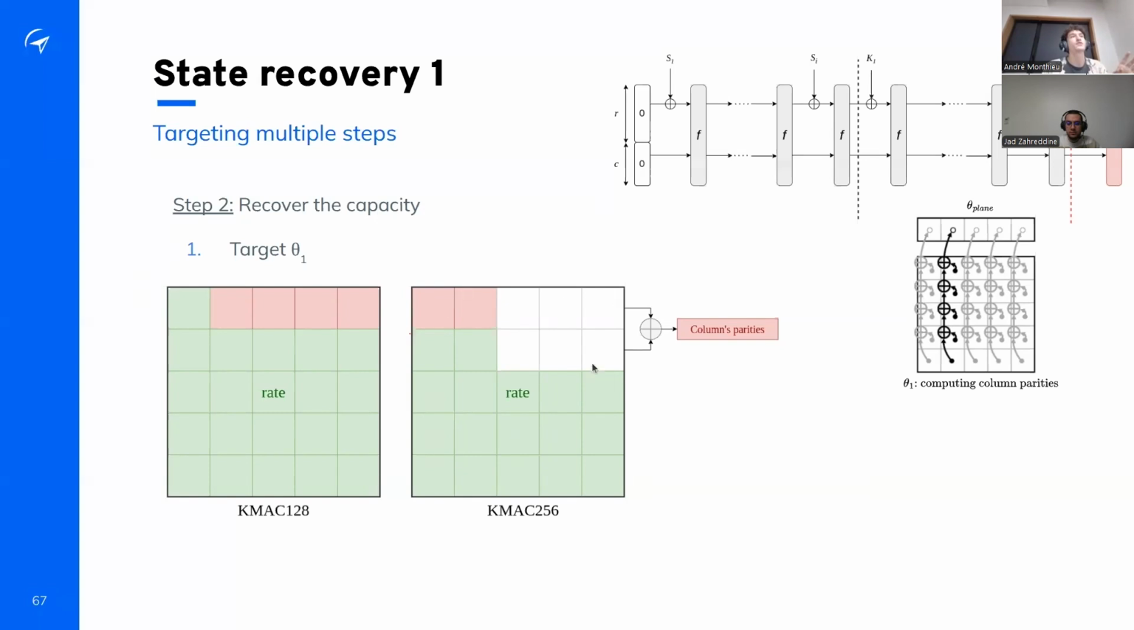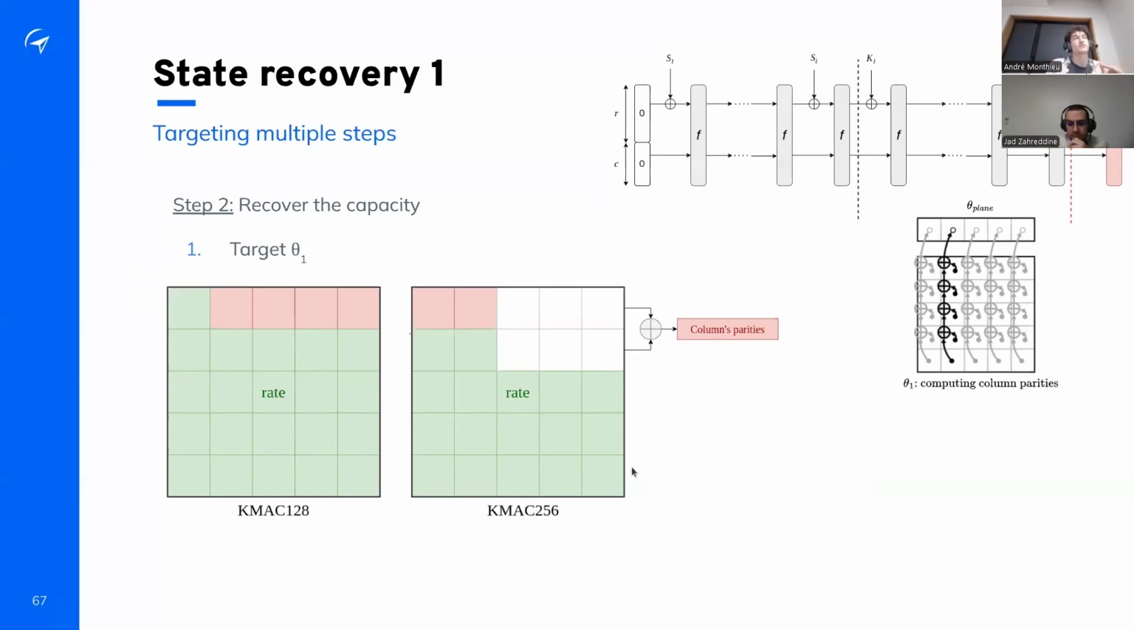And in all of those other columns, there is more than one unknown bit. In fact, there are two. So the attack would only give you what I call here the column parities, which is the XOR between the two bits of each column. Note that depending on the implementation, you may be able to recover the whole state in KMAC 256.